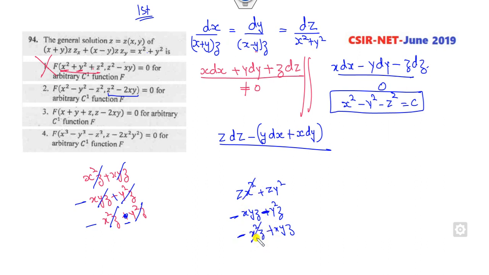So x square z cancel, this will be cancelled, this will be cancelled here. So once you integrate them, you will get z square by 2 minus xy is equal to constant. So from here you will get this as the right answer.